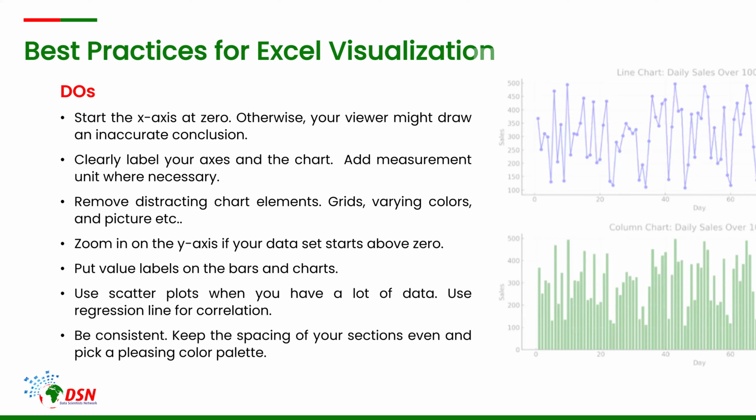Remove distracting chart elements like grid, varying colors, and pictures. I don't know if any of us have seen this post of the most consumed animals worldwide. I think I saw it yesterday or the day before. They were showing a visualization of the animals we eat as human beings, and how much of them we eat in a year. Actually, we eat more chicken. According to that visualization, we eat like 75 billion chickens in 1 year. And it will shock you that people eat more octopus than cows.